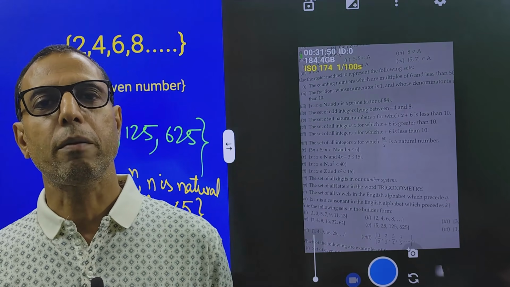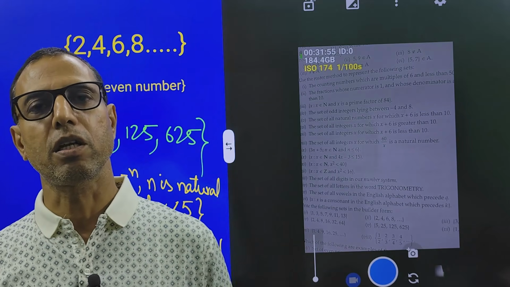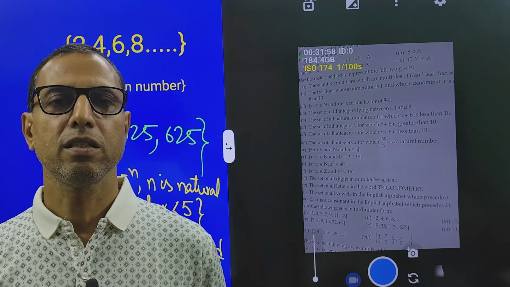The roster or tabular form of a set, expressing or representing a set in roster or tabular form versus set builder form or rule method.